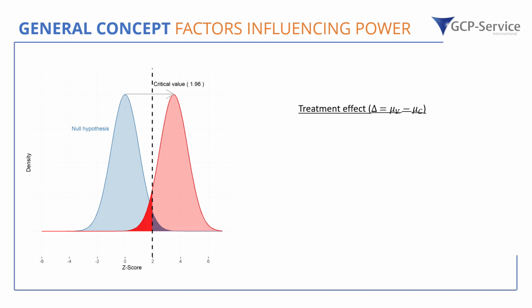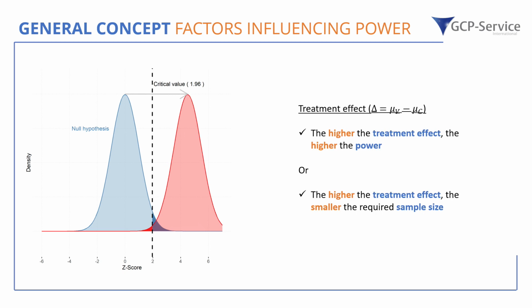When we look at the treatment effect, this is the shift of the true distribution, and we see the higher the treatment effect, the more the alternative is shifted toward infinity, and then we see that the light red area increases. So the higher the treatment effect, the higher the power. Or we can also put it the other way around: when you have a higher treatment effect, then you need fewer patients.